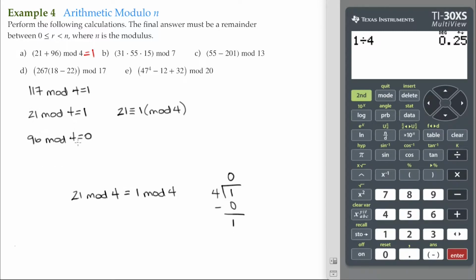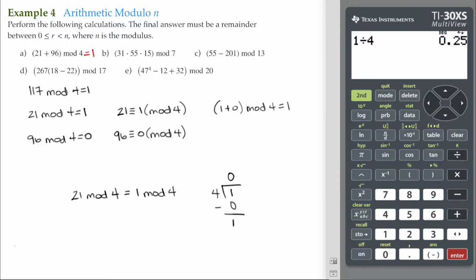So for this one, 96 mod 4 is equal to 0. We could write this as a congruence, as 96 is congruent to 0 mod 4. So if 21 plus 96 mod 4 is 1, then we could do the same with the remainders. Then 1 plus 0 mod 4 should also be 1. And of course it is. That's going to be 1 plus 0 modulo 4 is equal to 1.